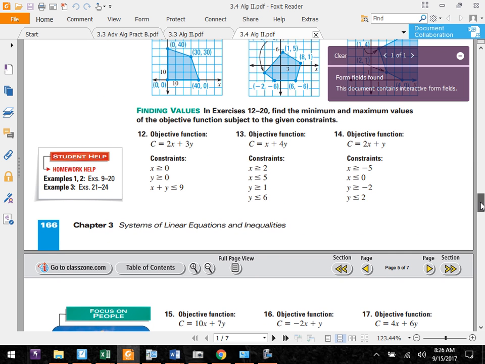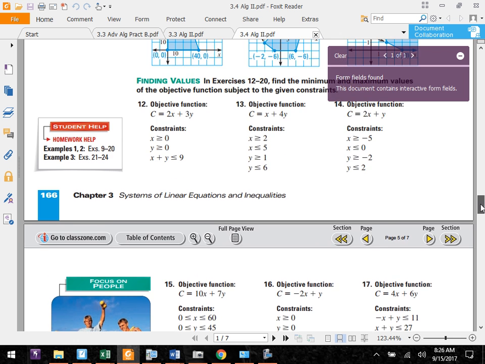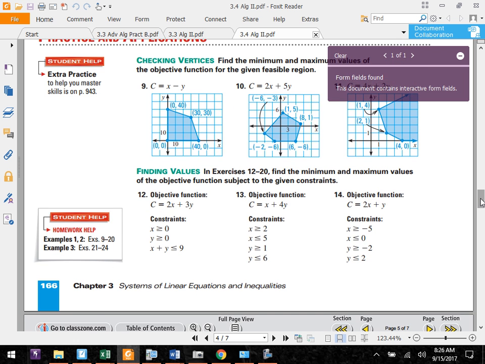I'll put the PDF file on here, but we'll do it on page 166. I'll upload the PDF for you. So this is 3.4 on page 166. Let's do 12 through 20 evens, okay? And like I said, I'll upload the PDF file here right now so that we can get this thing up.